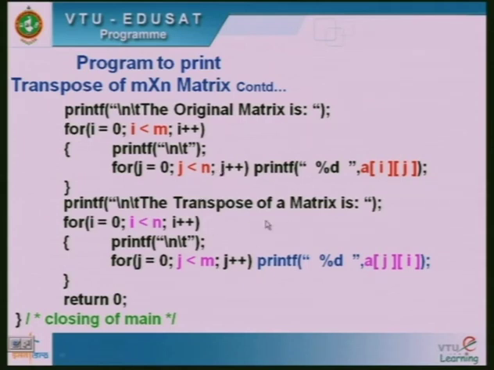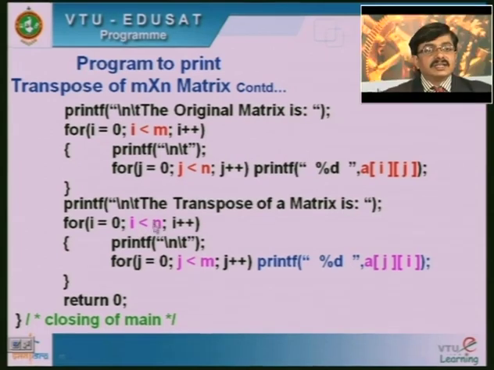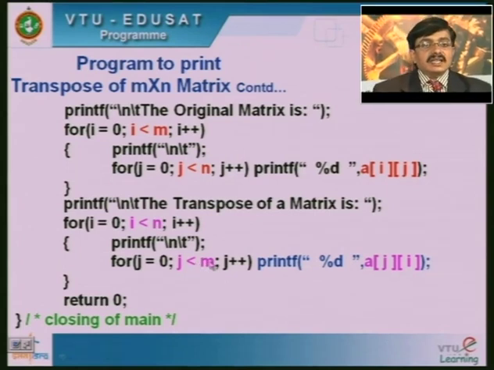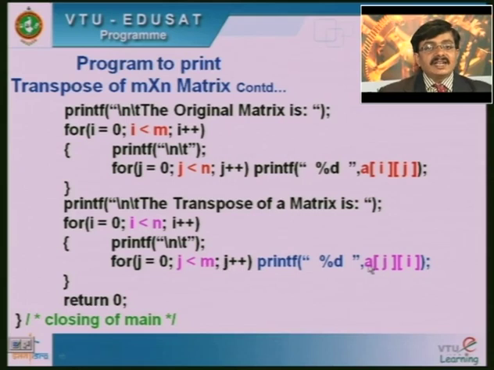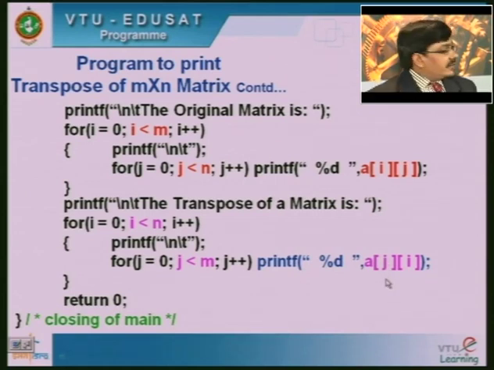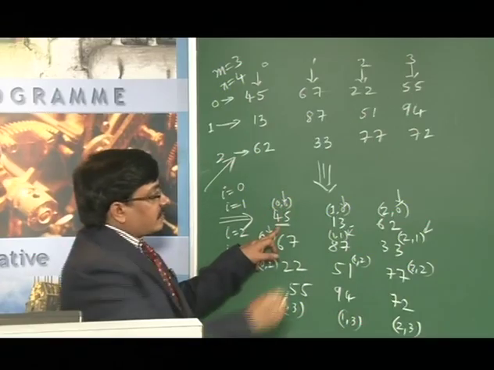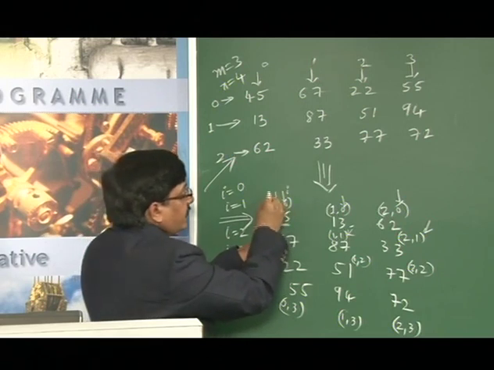But when I am printing the transpose of a matrix, you must keep these conditions in mind. Here I am using the condition i less than n, where n is the number of columns, and I use the statement j less than m, where m is the number of rows. When printing the elements, I use a of j i. The reason I print j i is that I should keep the column constant and vary the j. When printing 45 here, this is the i value and this is the j value.